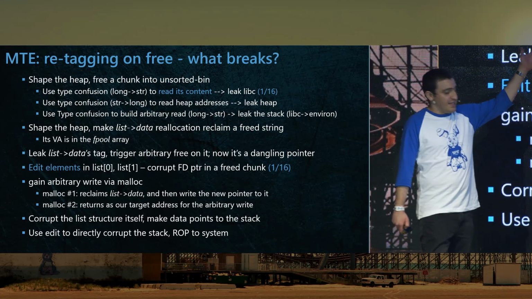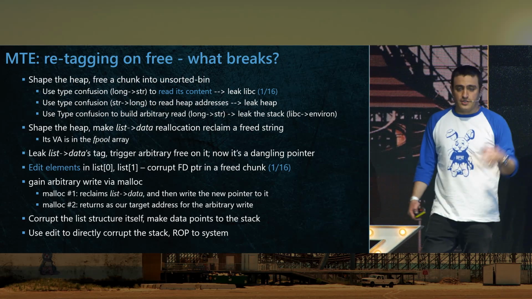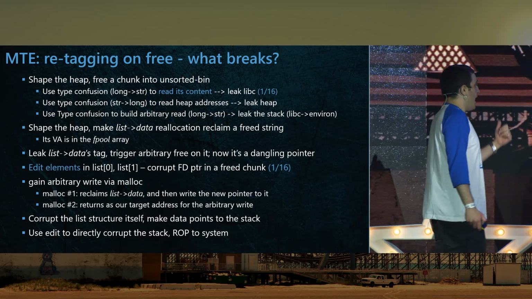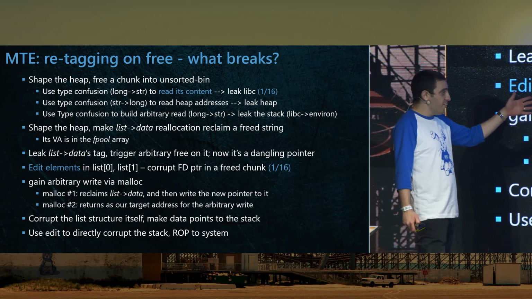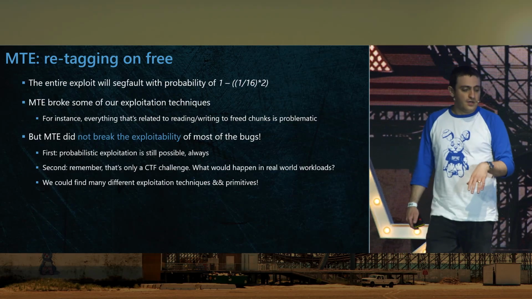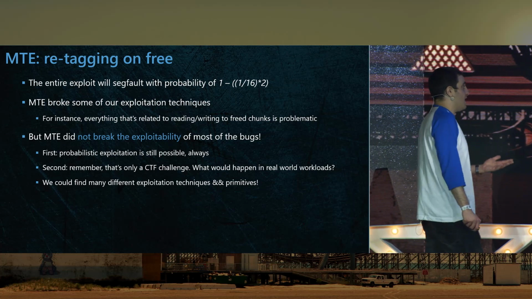So if you do retag on free, this is what happens. The leak of Eclipse will fail, right? Because we read the content of a free chunk, so there is a dereference there. And if you try to corrupt the FD, you will crash again. So the entire exploit works with a probability of 1 out of 16 squared, and this is really bad.